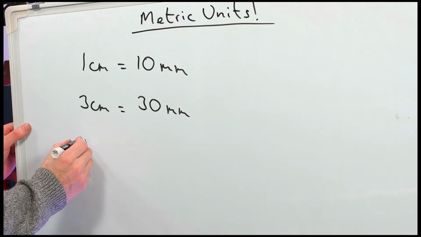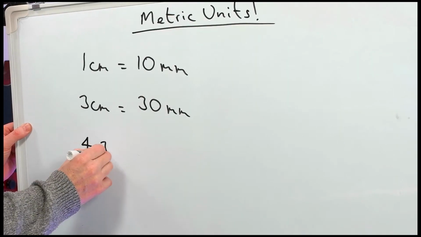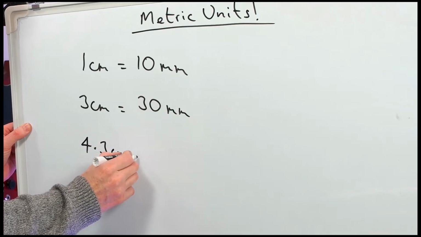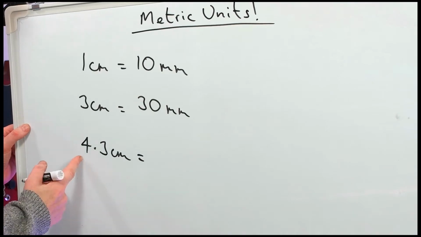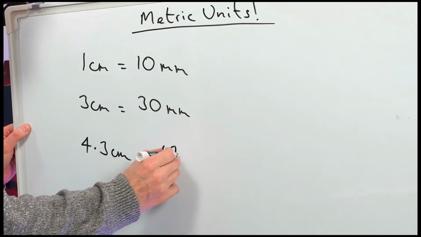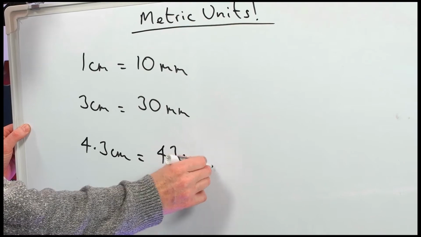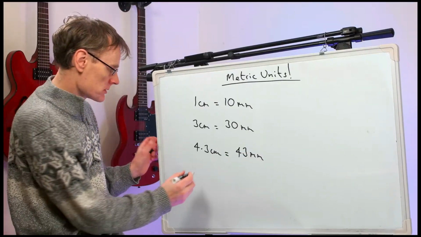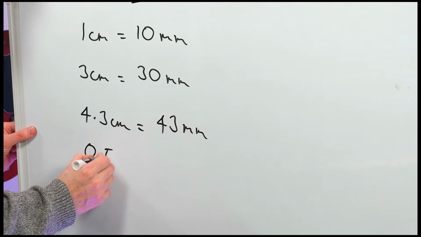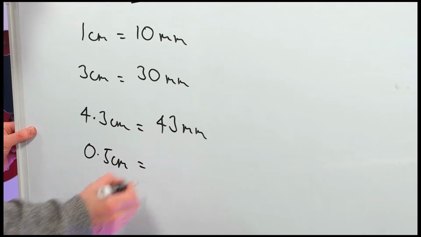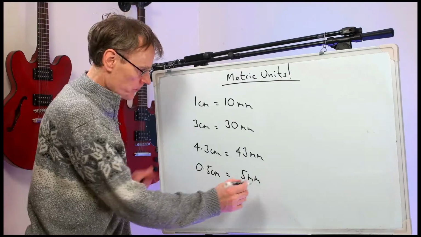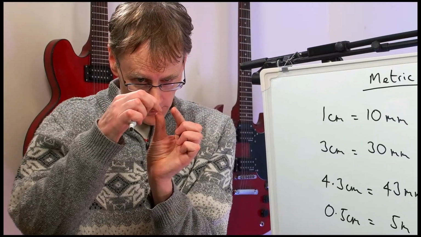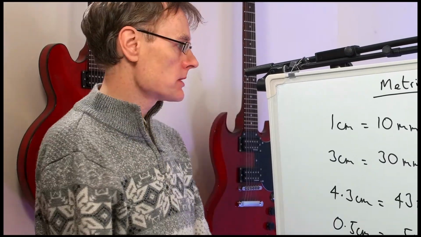So if we had 4.3 centimetres, each centimetre is 10 millimetres. That's going to be 43 millimetres. If you have just half a centimetre, 0.5 centimetres, that's going to be 5 millimetres. Think about your ruler. Count out 5 millimetres, that's half a centimetre.